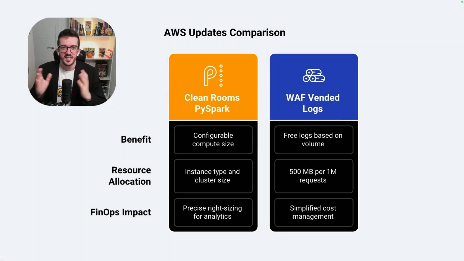For data analysis, AWS Clean Rooms now lets you configure the compute size for PySpark jobs. This gives you the flexibility to choose the instance type and the cluster size when you run a job, based on your needs for performance, scale, and cost. This allows FinOps teams to right-size resources precisely for their analytic workloads, ensuring efficiency.